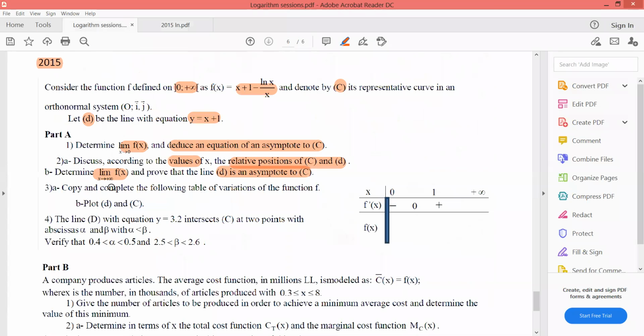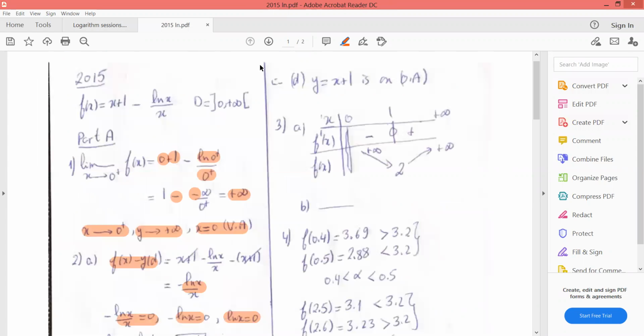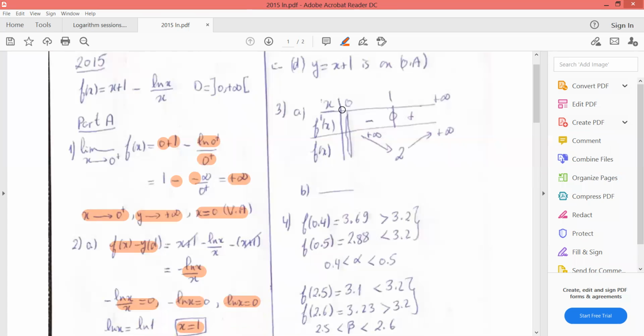Copy and complete the following table of variations. How to copy and complete the following table of variations? It means copy and complete: increasing, decreasing. We copy and paste. So x from 0 to plus infinity, with 1: minus means it is decreasing, plus means it is increasing.